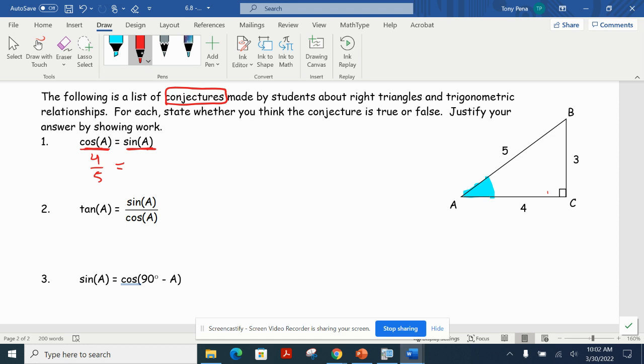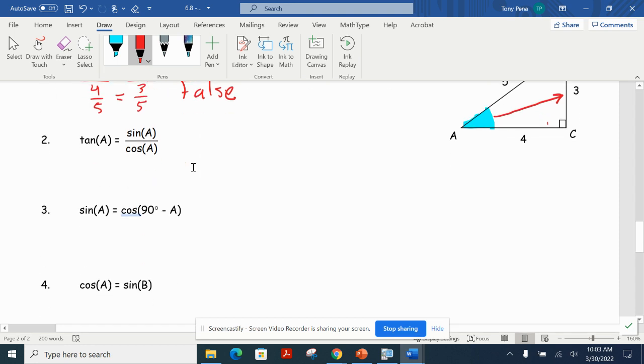All right, so the sine is the opposite over the hypotenuse. So when I now do the opposites over this hypotenuse, are these going to be equal to each other? No. So this one would be false. All right. So the sine and cosine of the exact same angle, probably not going to be the same, at least not all the time. All right, go to letter B though.